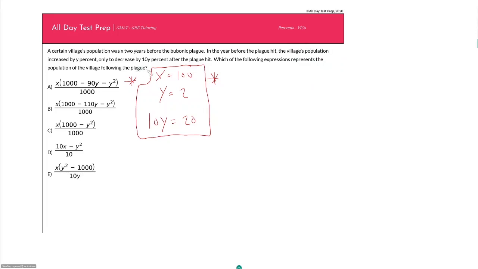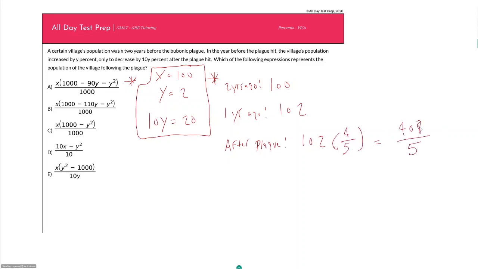So now we have to actually calculate what our village's population was. It started with a population of 100, and that was 2 years ago. And then we had 1 year, so a year after that, it increased by 2%. So it should have gone up to 102 people. And then it decreased by 10Y, or 20%. So a 20% decrease is the same as 80% of. So our population should be 102 times 4/5, or 0.8, which is what? 408 over 5. Now, don't panic.